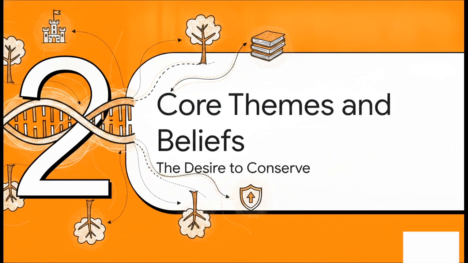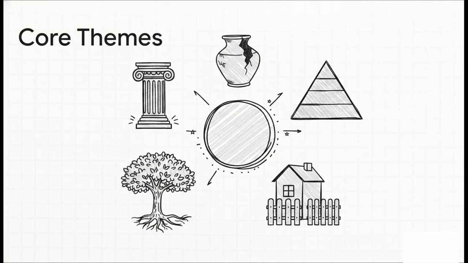Section 2. Core themes and beliefs. Let's isolate the specific DNA that unites this entire family tree. Despite being so pragmatic, conservatism does rest on 5 core political themes. We have tradition, human imperfection, organic society, hierarchy, and property. Let's break a few of these down to really grasp the worldview here.